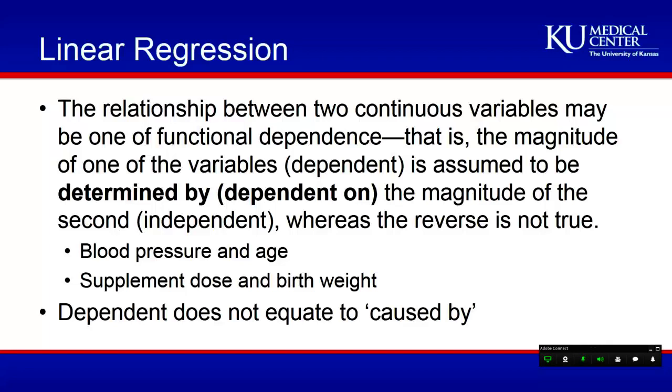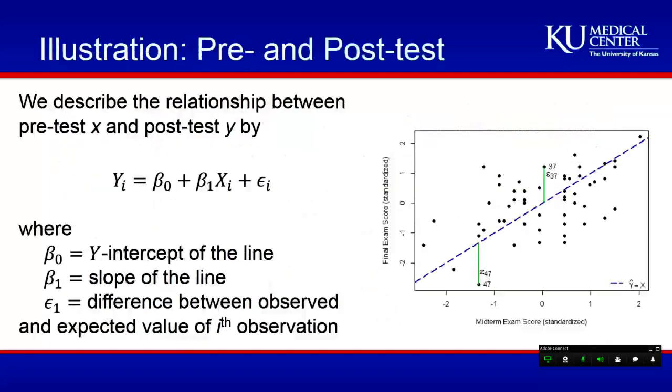So again, dependent on, caused by, whatever you conclude from a regression analysis is dependent upon the circumstance that generated the data. If it's not a true experimental situation, then we don't want to try to stretch for that causality. Let's take a look at an illustration of simple linear regression. I have here what's called a scatter plot. This figure is one of the most common methods graphically to describe the relationship between two variables.